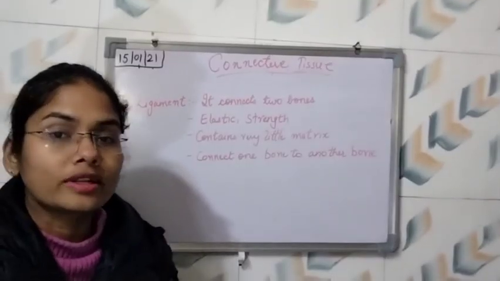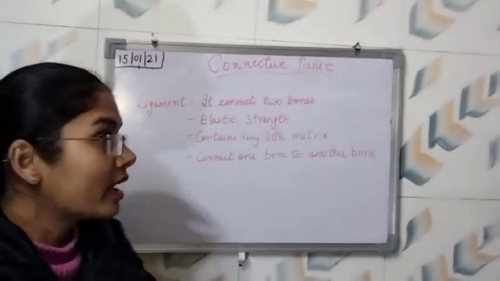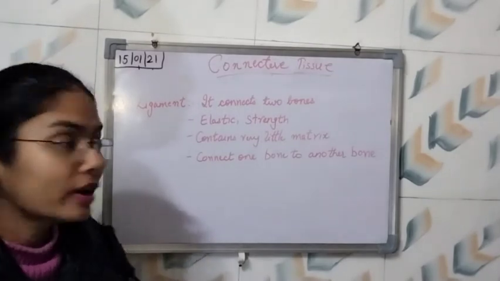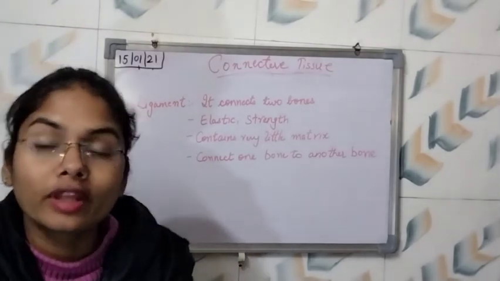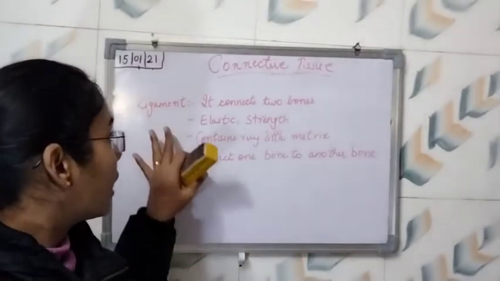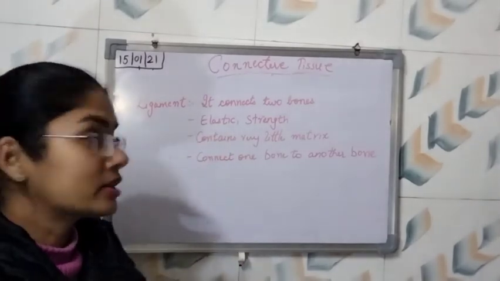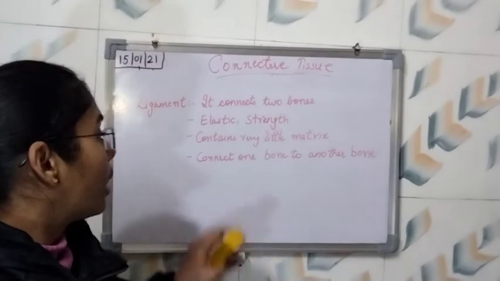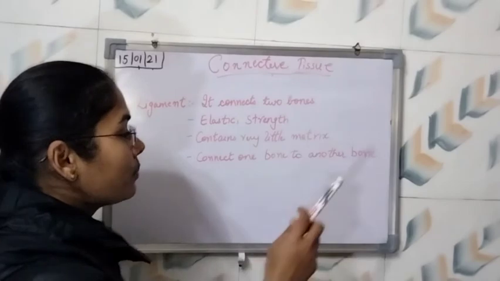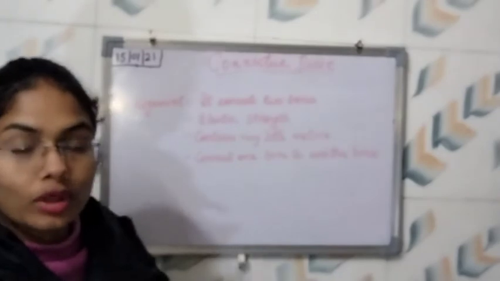Moving forward, the next connective tissue, our third example, is ligament. Ligament is also an example of connective tissue, right? What is the function of ligament? It connects two bones, right? It has elasticity and it has strength too. And it contains very little matrix. So the main function of ligament is to connect one bone to another bone, right?